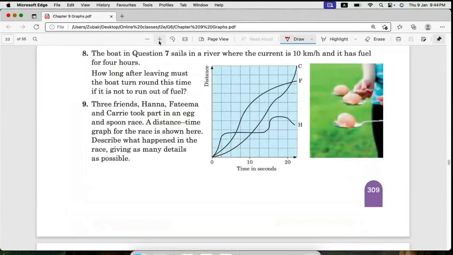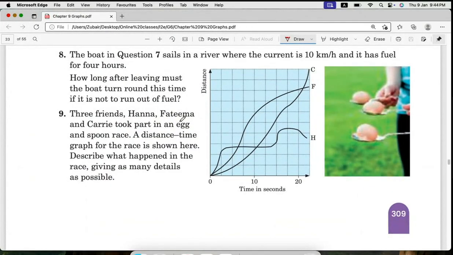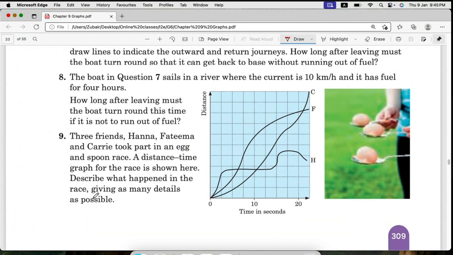Okay, question 9 says three friends Hana, Fatima, and Carrie took part in an egg and spoon race. The distance time graph for the race is shown here. Describe what happened in the race, giving as many details as possible. Okay, let me talk about Hana, and then you can talk about any other member.